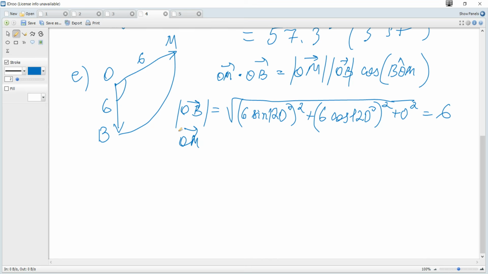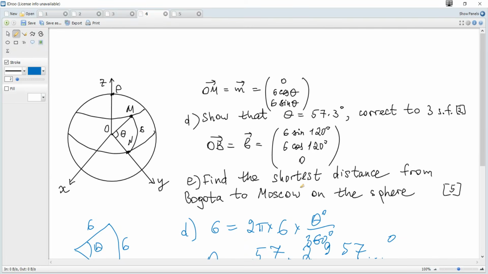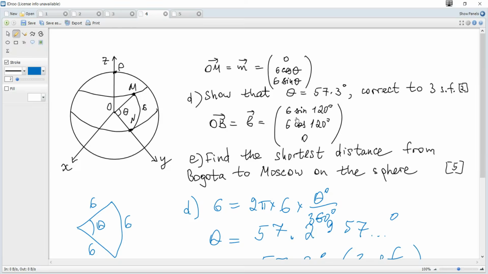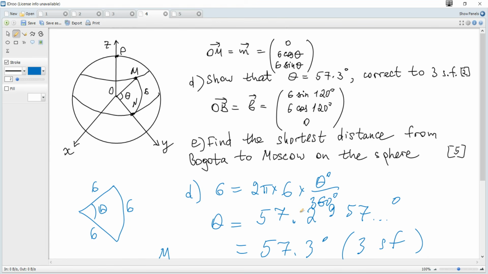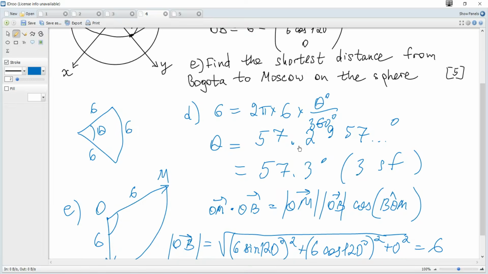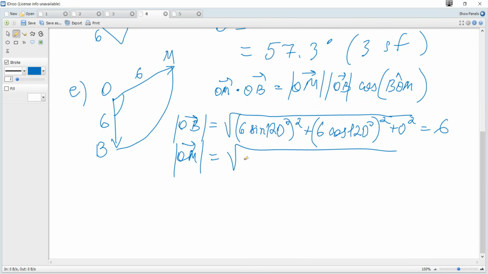And the OM magnitude is the square root of 0 plus 6 cosine of theta squared plus 6 times sine squared. Theta is this 57 point something, but it's not necessary to substitute. Again, 6 squared times cosine squared plus sine squared, which is 1, so it's the root of 36.